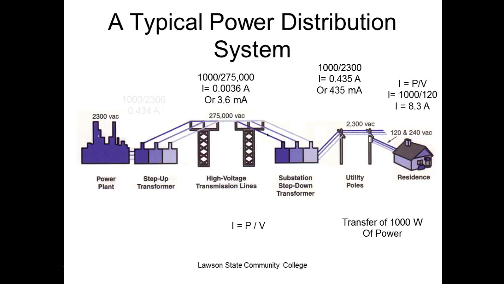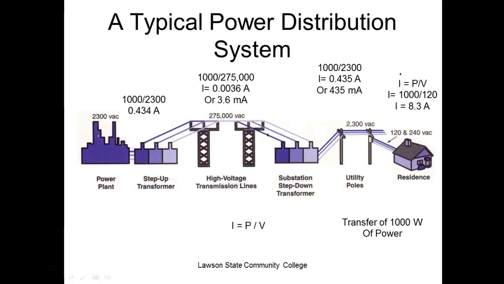Then I come over here, and right here, they're generating 2,300 volts. It's pretty standard for the power company. They don't want to try to generate really, really high voltages because of the generators themselves, the wires, and the closeness of the wires inside the generator. So they're back up to 434 milliamps. So what's really neat, 3.6 milliamps sends 1,000 watts of power. So that's what we have to understand.